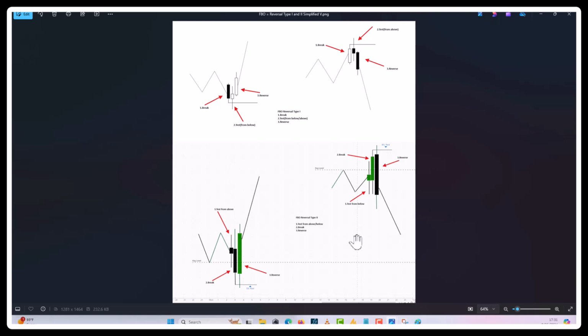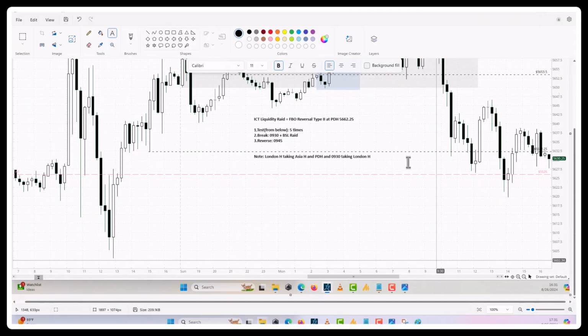That's what we observe. So basically, you have two types right there. Okay, now go back to here. We have type 2 right here.